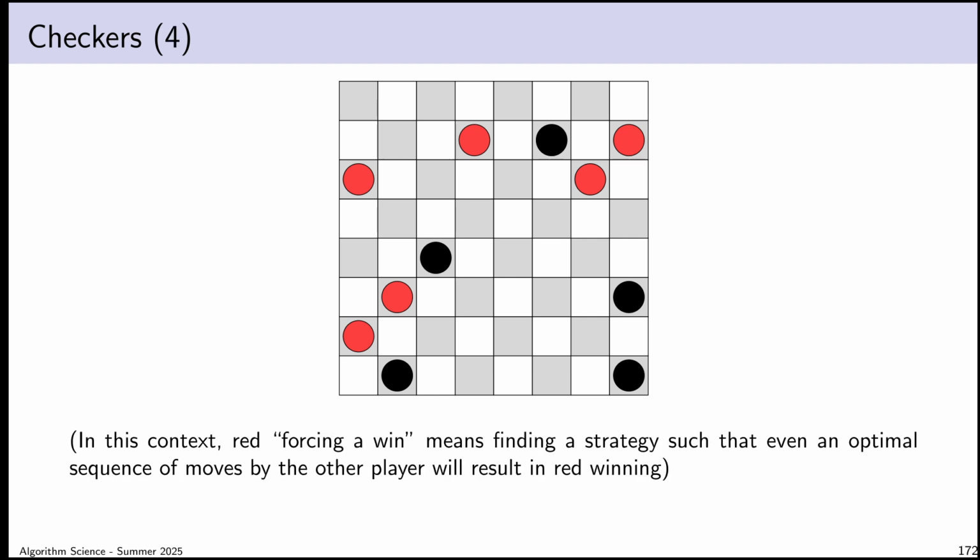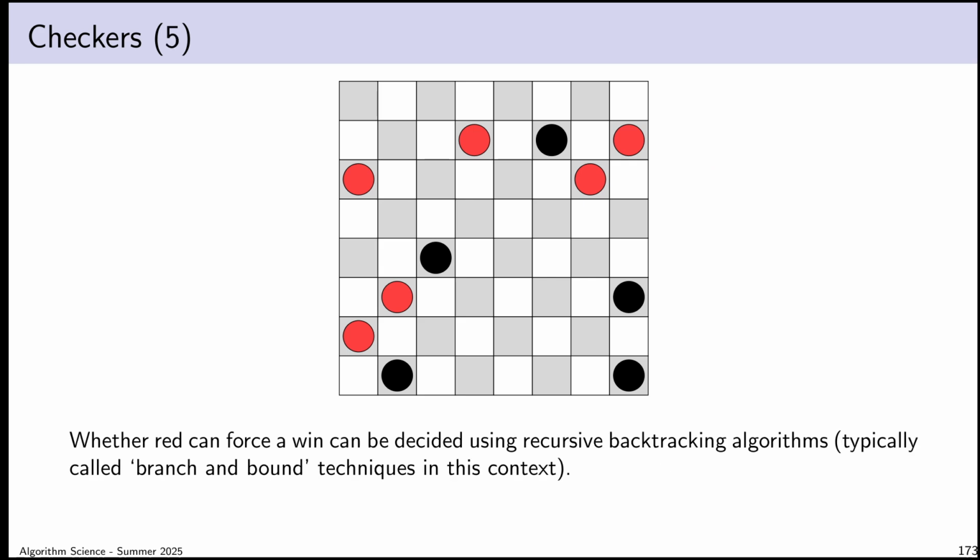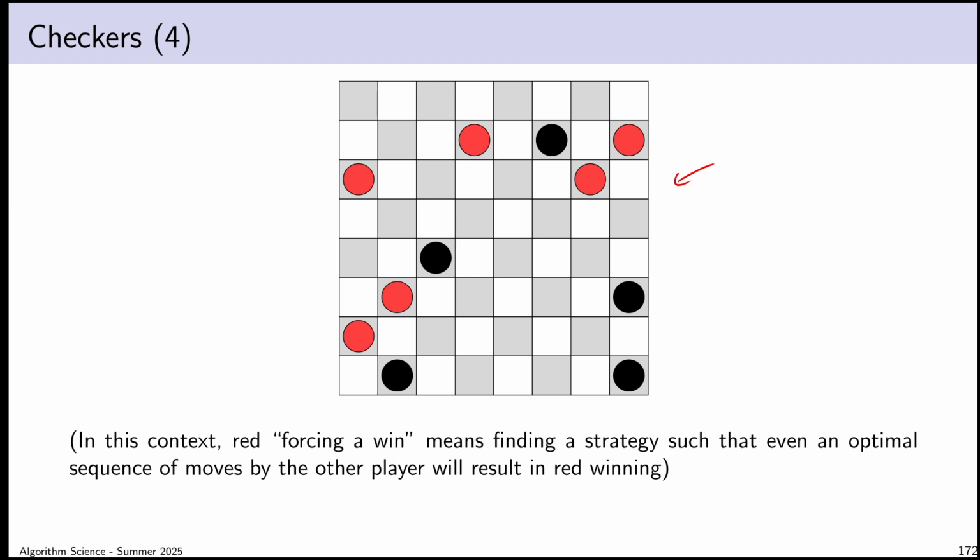The idea of forcing a win means, is there a way for red to play such that at every single step, no matter what move the other player just made, there is some move that red can make such that eventually red is guaranteed to win? So starting from this board, is there some way that red could play that, no matter how well the other player played, no matter what they knew or what they did, red would win in all cases? That's what's called forcing a win. And I hope you agree that although that's a bit of a complicated definition, it is well defined. Is there a way for red to play such that they are guaranteed to win, no matter what the other player does?